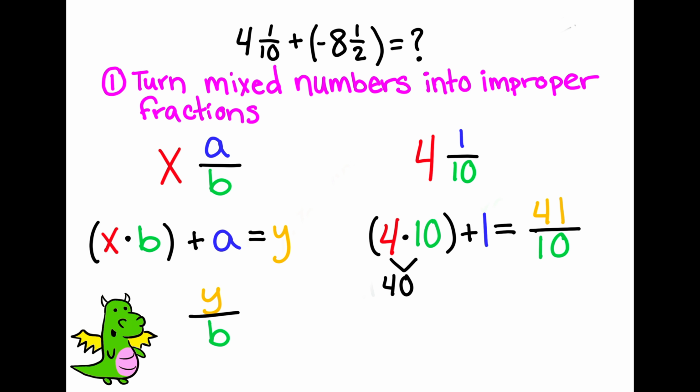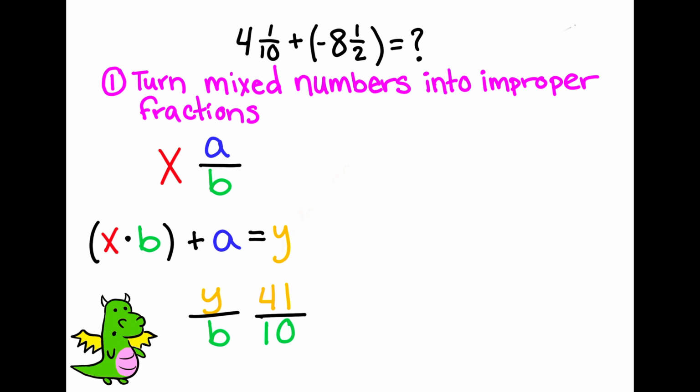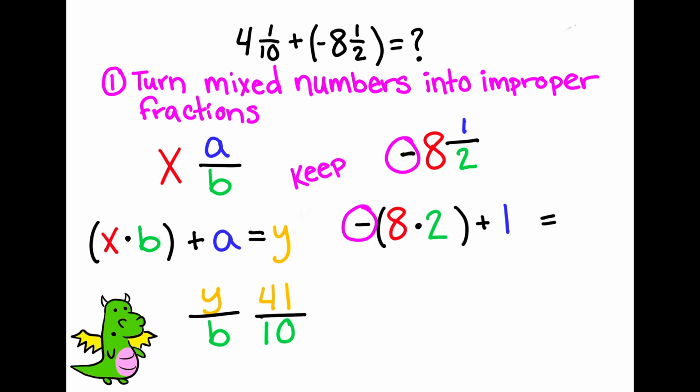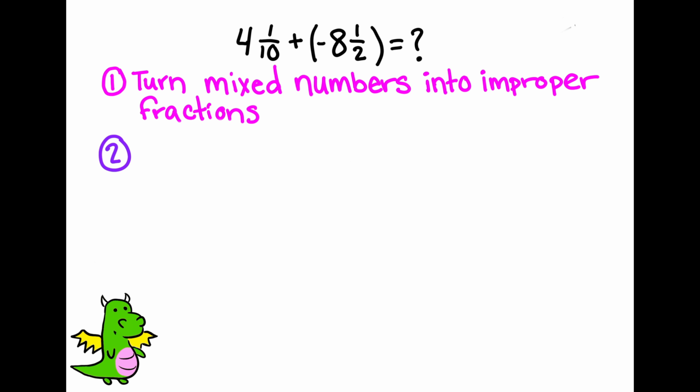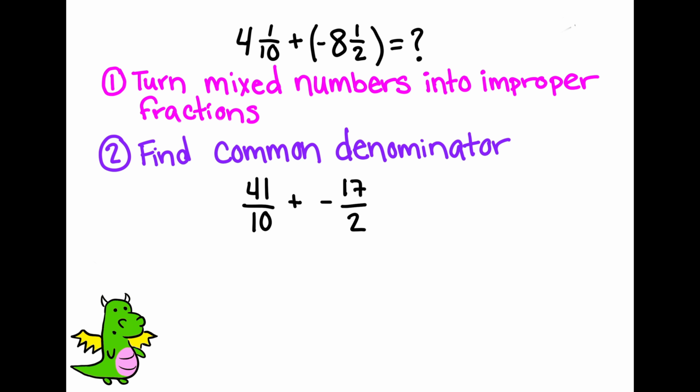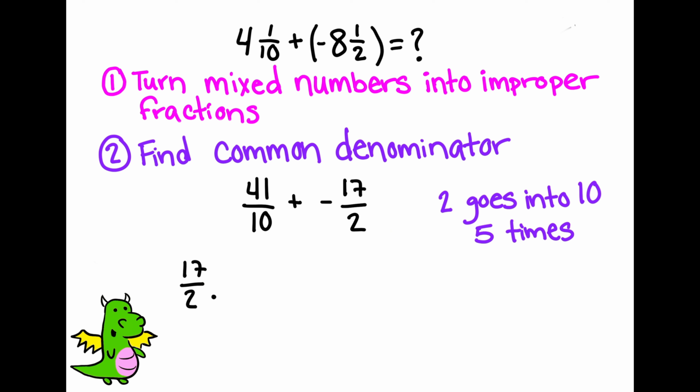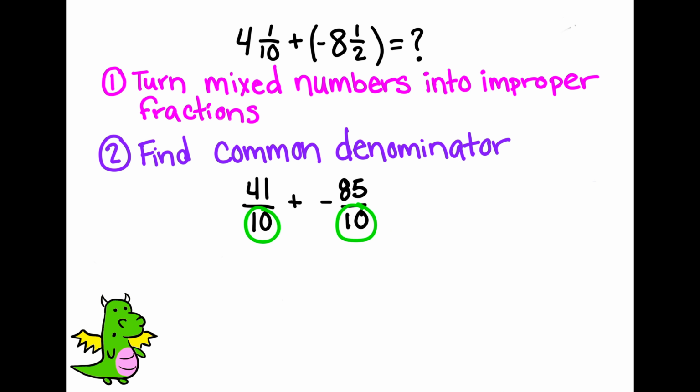Here, we have 4 times 10, which is 40, plus 1 is 41, so we get 41/10. Here, we have 8 times 2 is 16, 16 plus 1 is 17, and it's negative, so we've got -17/2. Now, we are back in familiar territory. We need to find the common denominator between 10 and 2. We know that 2 goes into 10 5 times, so we will multiply the second fraction by 5. This gives us -85/10. See, we have another plus minus, which means subtraction.